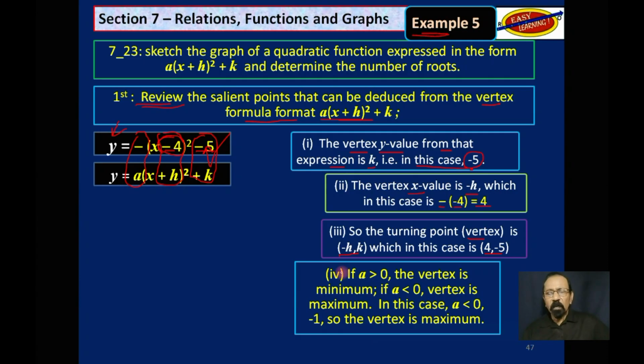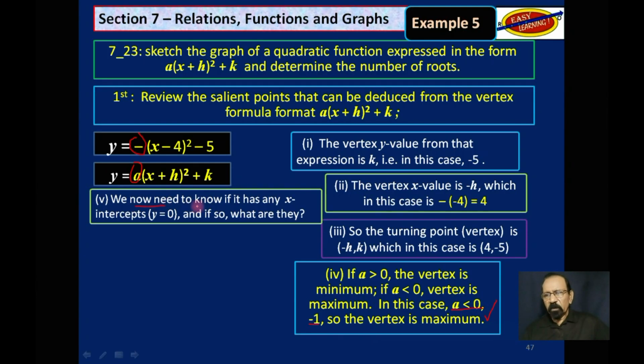Now, is that a minimum or a maximum turning point? If a is greater than 0, the vertex is minimum, is the lowest that the graph will go. If a is less than 0, the vertex is maximum, is the highest the graph will go. In this case, a is less than 0. It is -1. Let me make sure you understand that. A is less than 0. It is -1. There is a -1 here for a. Therefore, it will be a maximum turning point. That will be the highest point that the graph will go.